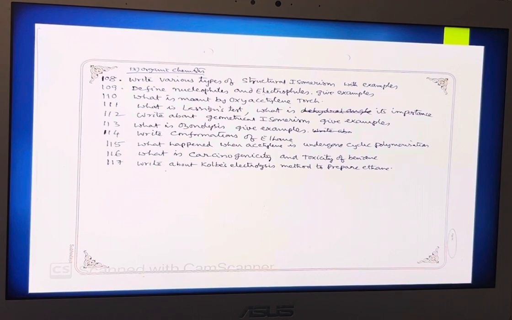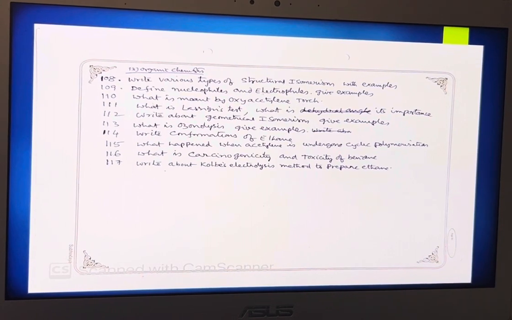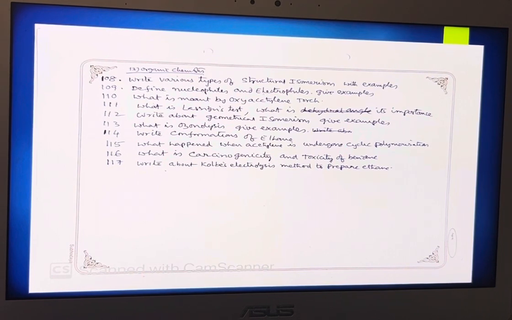Organic chemistry. Write various types of structural isomerism with examples. In structural isomerism, what is the isomerism due to difference in structure? So, what are various types of structural isomerism? Chain isomerism, position isomerism, functional isomerism and metamerism, etc. You have to write. Define nucleophiles and electrophiles.